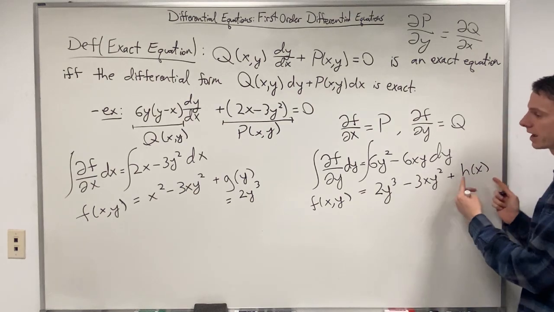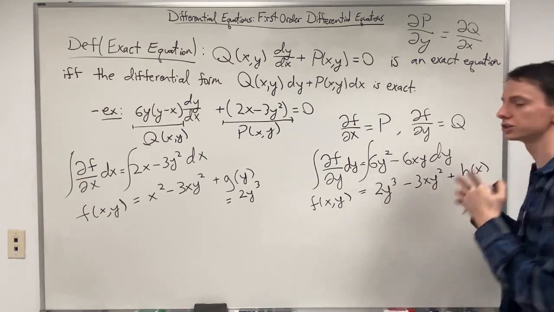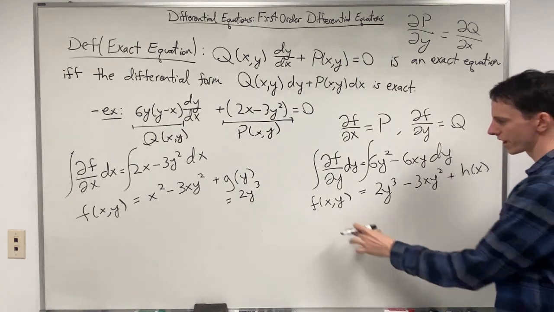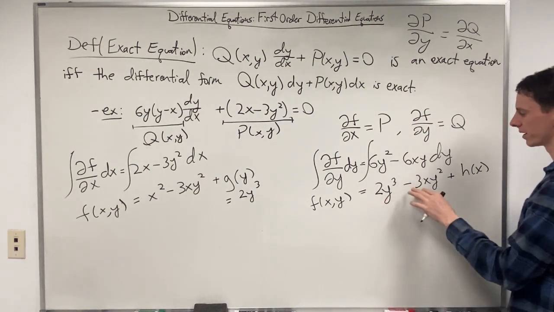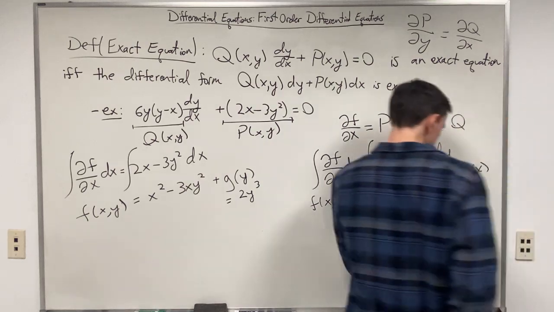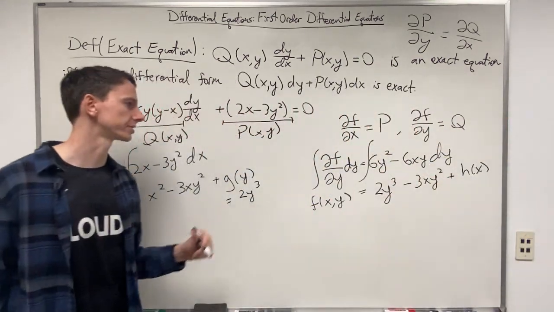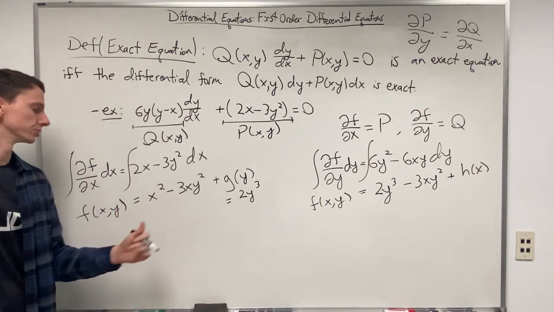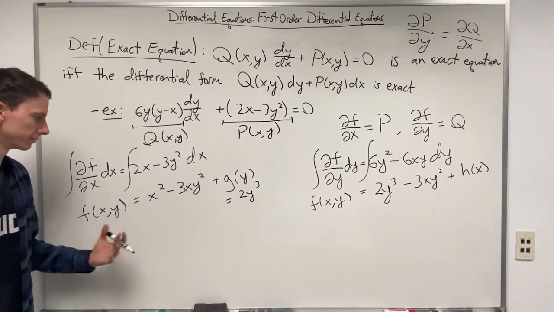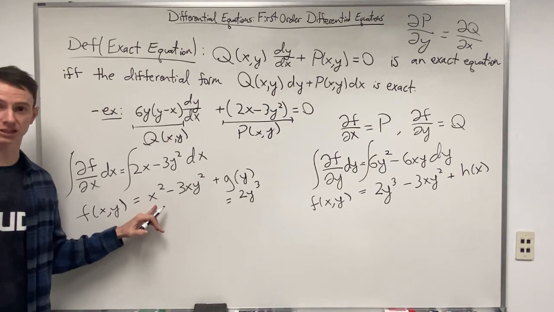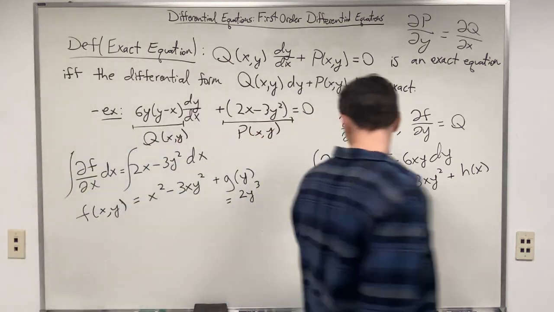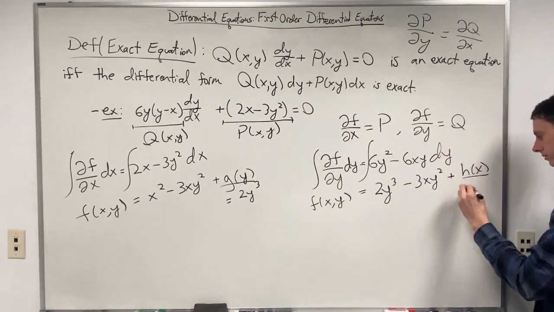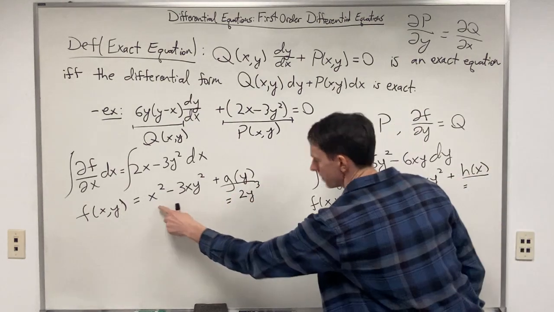Then let's find h, and this is a little bit redundant, but it's always a good check to find both g and h. We know that f of xy should be 2y cubed minus 3xy squared plus something that only depends on x. So let's look at this form of f and see if there's a term that only depends on x. By doing that, we see that this first term here is x squared. That only depends on x. So it seems like h of x here should equal x squared.